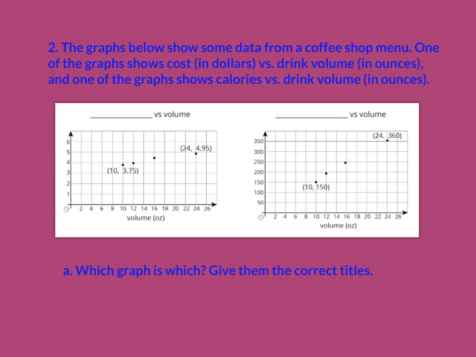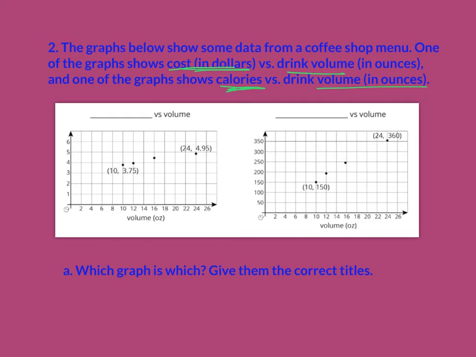Next one, we've got 2 graphs showing some data from a coffee shop menu. One of the graphs shows cost in dollars versus the drink volume in ounces, and the other of the 2 graphs shows calories versus drink volume. Which graph is which? And then give them the correct titles.